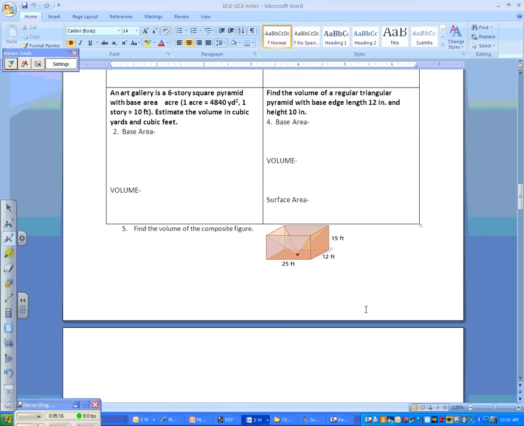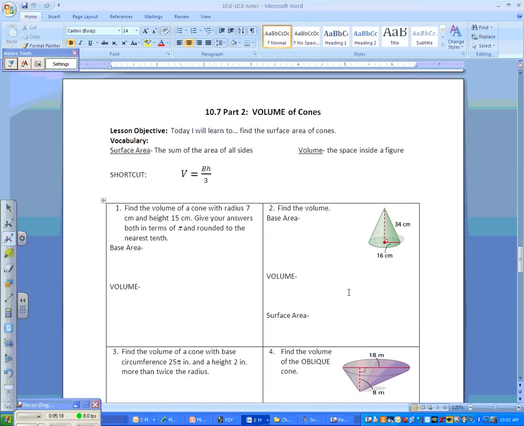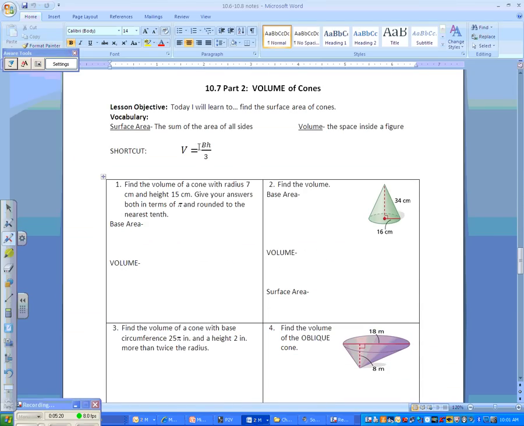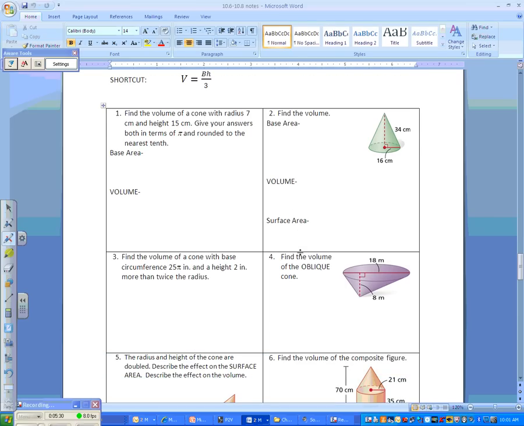Okay, next thing we're going to talk about is cones. Remember, cones are easier because the base is always going to be the shape of a circle. So the formula is still the same, area of the base times height divided by 3. I want to do a good one with you guys. Number 2 and number 3 are really good ones too. Number 4 is oblique because it's tilted, but the formula is still the same. It's still area of the base times the height divided by 3.